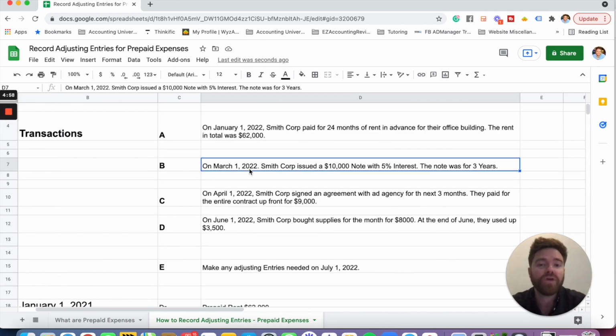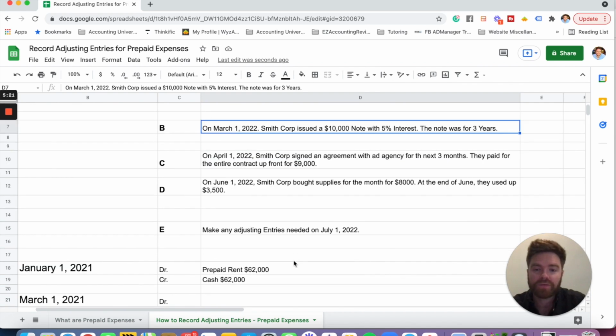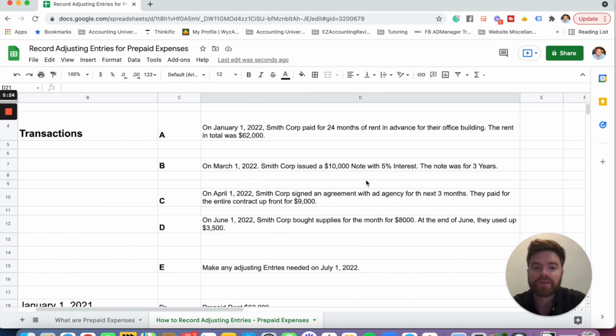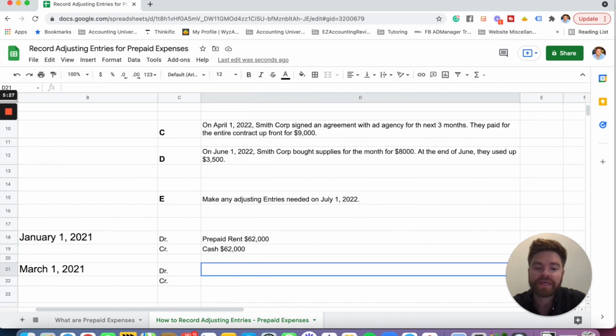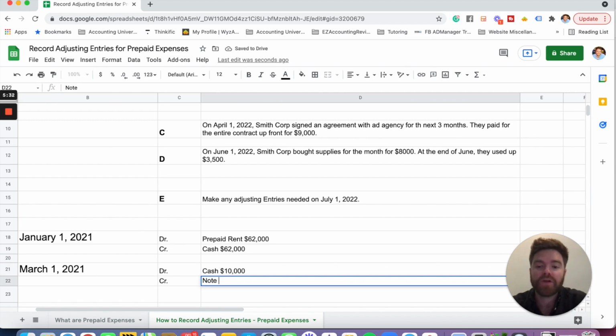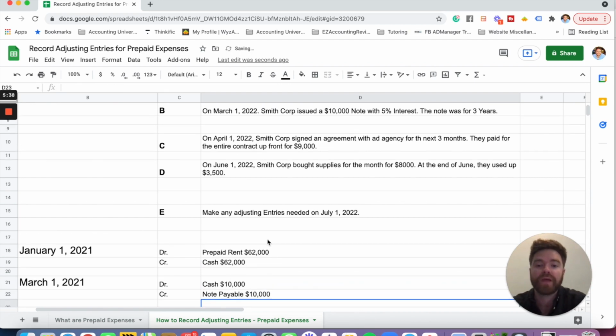So on March 1st, Smith Corp issued a $10,000 note with 5% interest. The note was for 3 years. So a note is a liability, right? You owe this over time, right? A note is like a loan. You take money from the bank or whoever loaned it to you, and then later you'll pay that back. So let's go ahead and put this in here. So they issued a $10,000 note. So what that means is this: they got cash for $10K. It's a loan, but they're going to have to credit a note payable, meaning they owe that money later in the future. So you credit note payable.